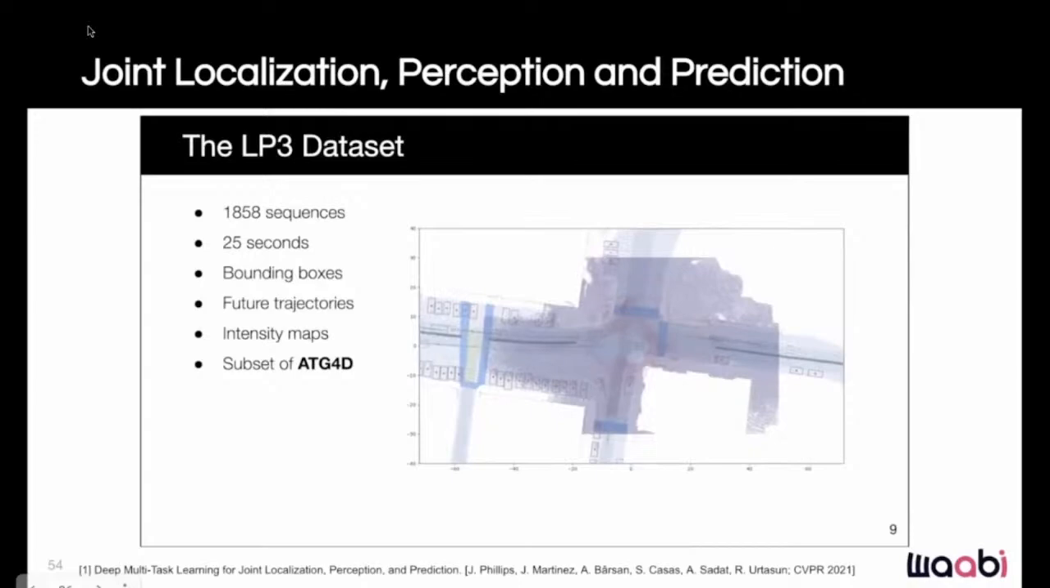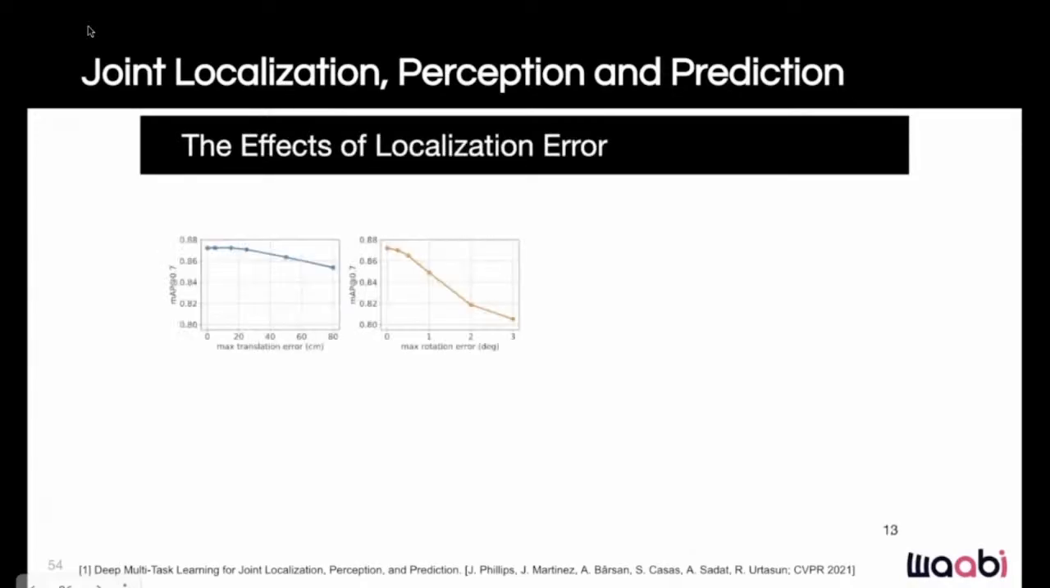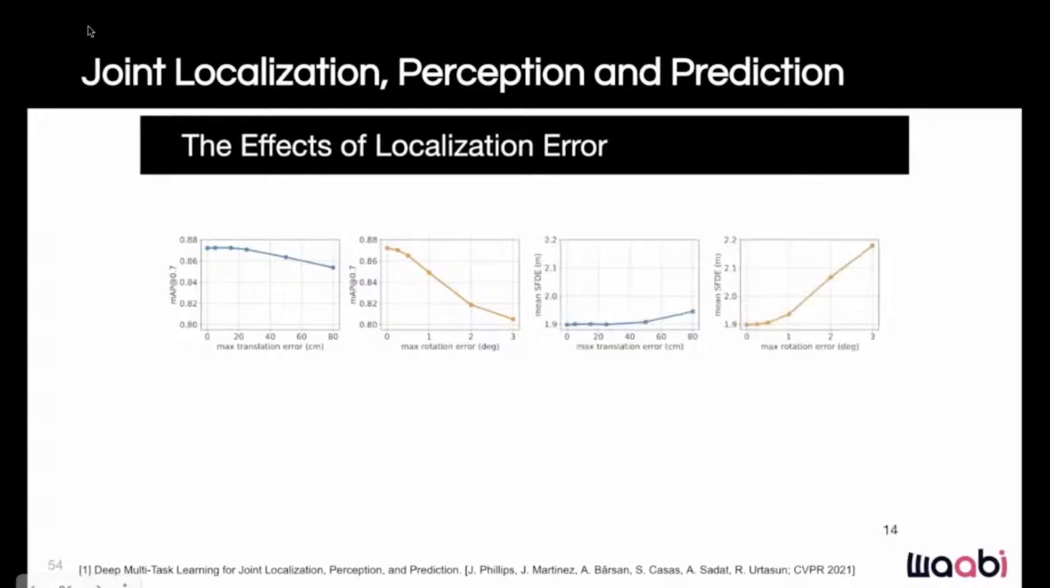For perception and motion forecasting, we simulate a misalignment between the semantic map and the LiDAR reading. The simulated lateral and longitudinal errors range from 0 to 80 centimeters and from 0 to 3 degrees in rotation. In terms of detection, mean average precision is fairly robust to translation error, but suffers a decrease of roughly 7% due to rotation error. In terms of motion forecasting, the mean distance between our predicted trajectories and the actual trajectories at 5 seconds increased by up to 30 centimeters for rotation error.